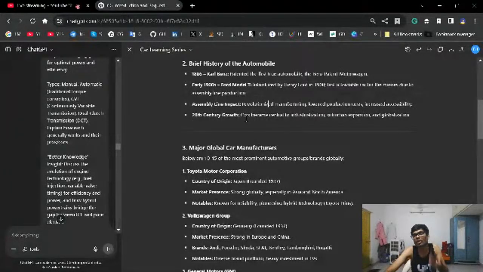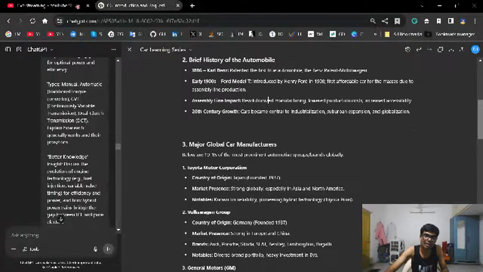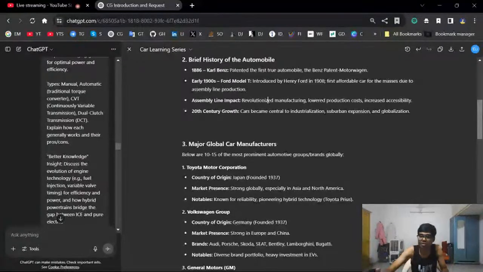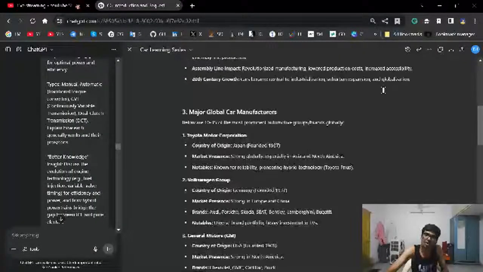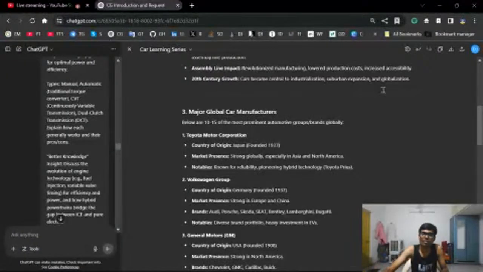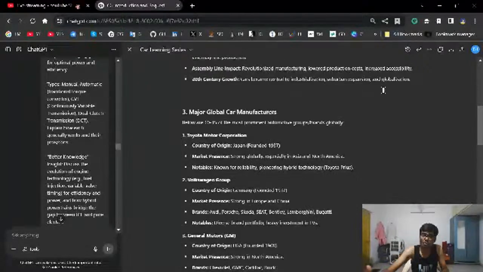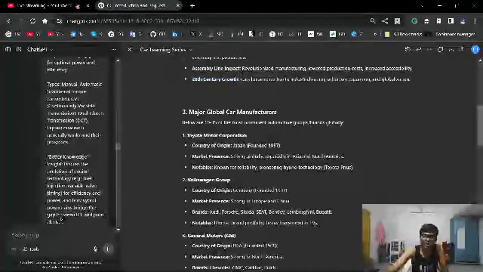So then, 20th century growth: cars became central to industrialization, suburban expansion, and globalization. In the 20th century, from 1900 to 2000, cars led to suburban expansion and came under globalization. Cars became one of the major parts of human life. From traveling to daily needs, it became part of it. So it all happened in the 20th century.